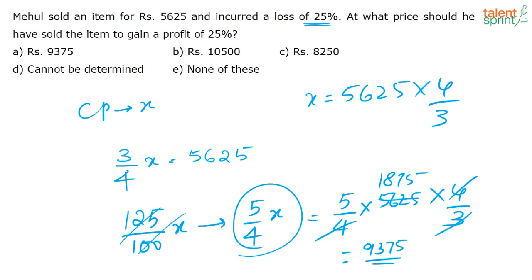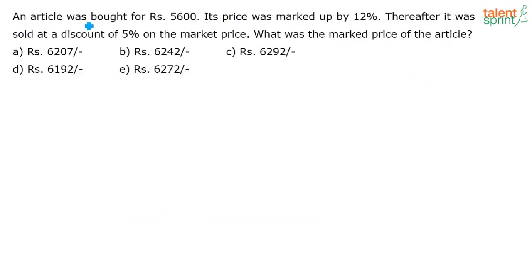Now let's move on to the next question. An article was bought for rupees 5600. Its price was marked up by 12%. Thereafter, it was sold at a discount of 5% on the market price. What was the market price of the article? So how do you solve this? Solve it and give me the answer.